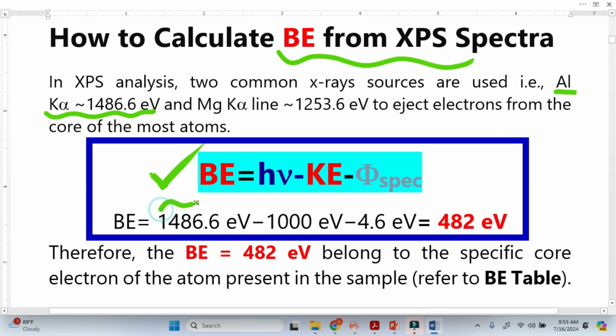So this is the known energy from the X-ray source, this is the kinetic energy of the photoelectron, and this is the work function of the spectrometer. This is the calculated binding energy, and we will compare this energy with the binding energy table, and we will determine the elements present in the sample.